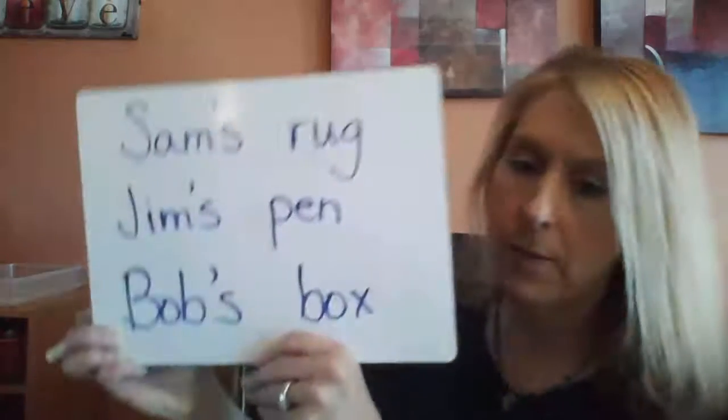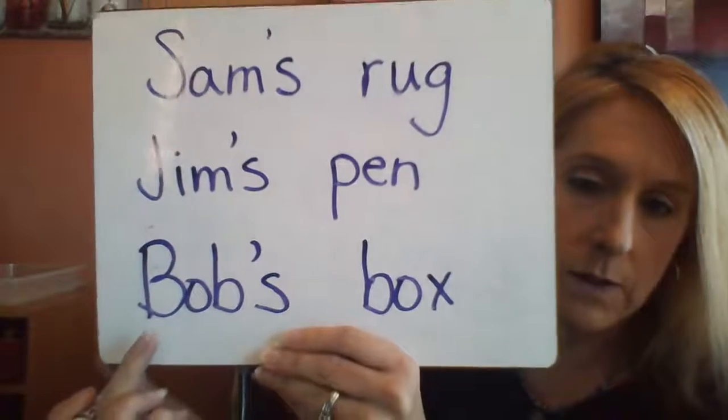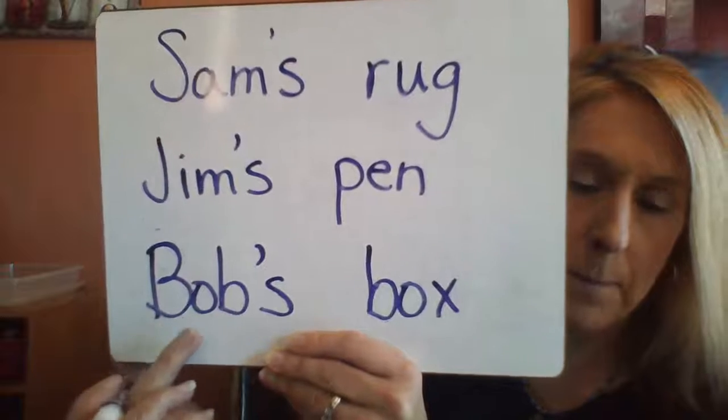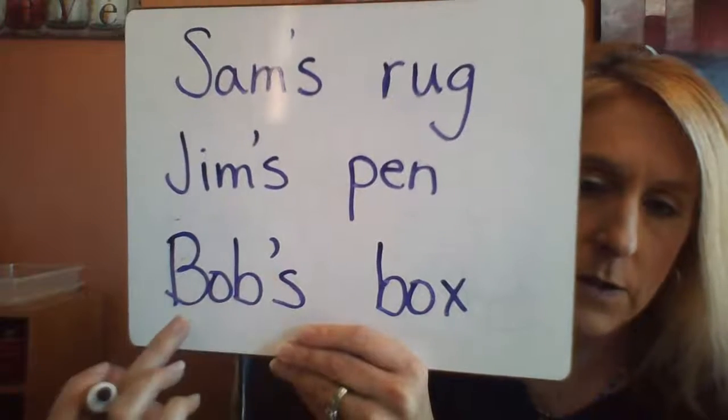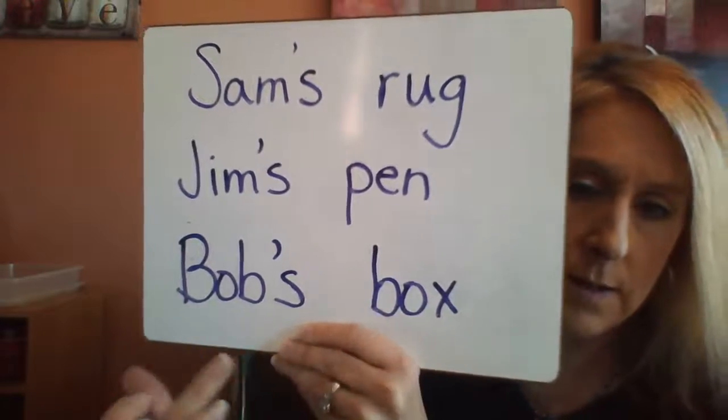Okay, let's do one more. What would that be? So it's Bob. Bob, apostrophe S, so that something belongs to Bob. Bob's box. The box belongs to Bob.